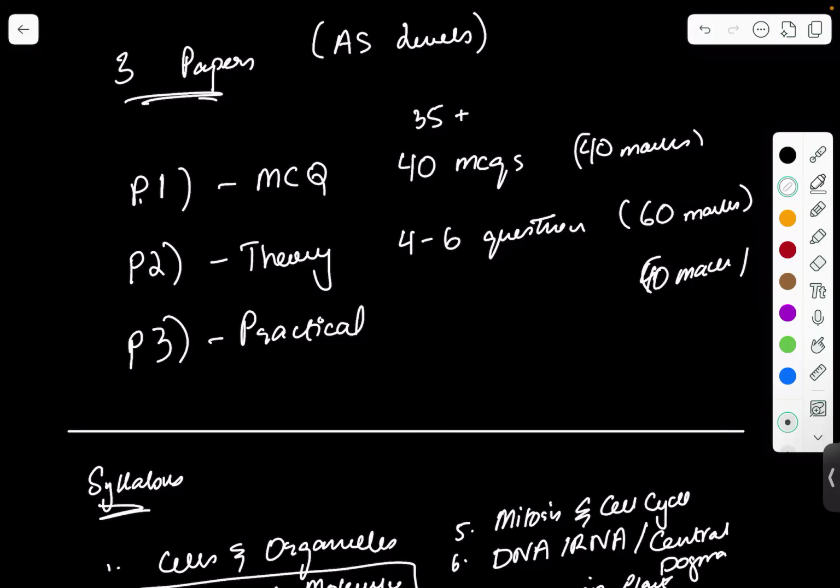For theory papers, 45 to 50 plus is what you should aim for to get an A. Practical, same thing, 30 plus is what you should be aiming for. This combination would allow you to say more confidently that you might get an A, and that is something you will probably learn as you do more and more papers and practice questions, and you'll see what you're getting wrong, and how often you're getting it wrong, and so on and so forth.